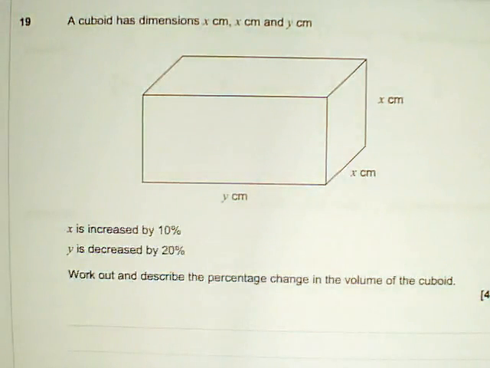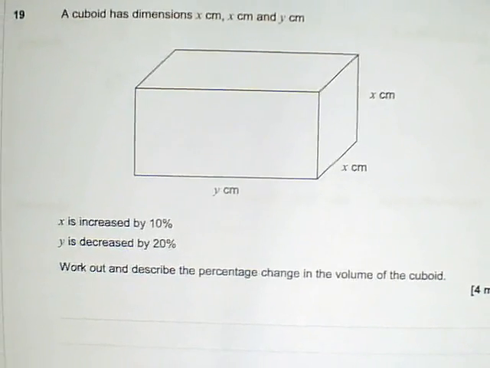Question 19. We're shown a cuboid and it has dimensions x centimeters by x centimeters by y centimeters. We're told that x is increased by 10%, y is decreased by 20%, and we're asked to work out and describe the percentage change in the volume of the cuboid.